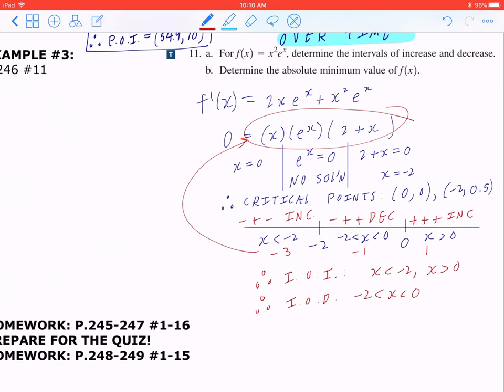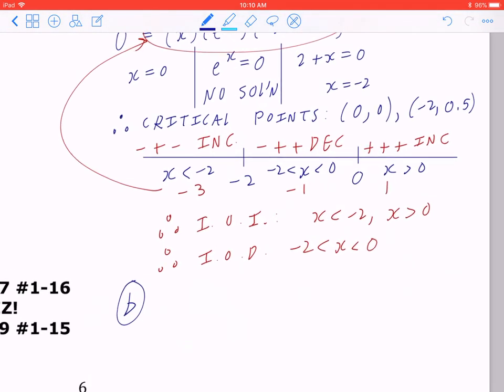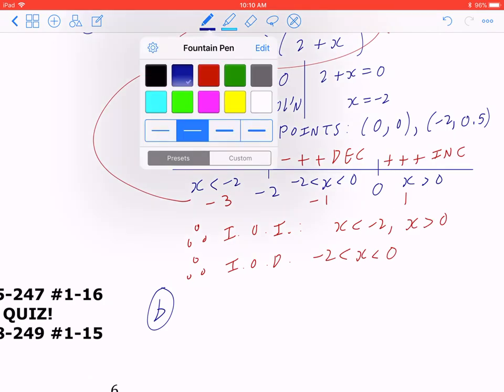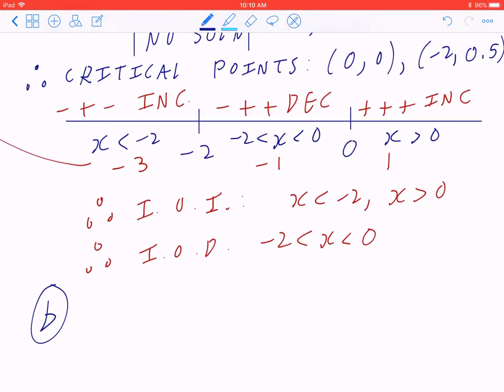So that's part A. Now in part B, they're asking you to determine the absolute minimum value of f of x. And again, you can go through the first derivative test, which is what I'm going to show you in a moment. Ideally, you could find f double prime, plug it back in. That's also known as the second derivative test. And again, you don't really need that in this case. So you go back and you look at the intervals of increase and decrease, and here's what you should notice.